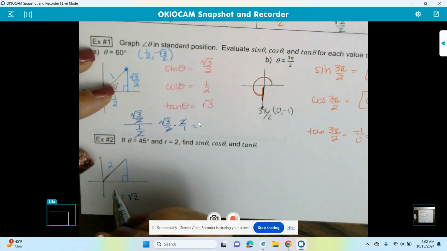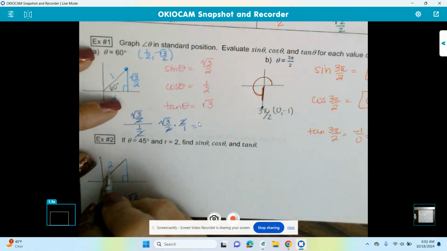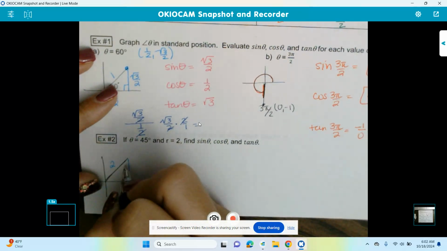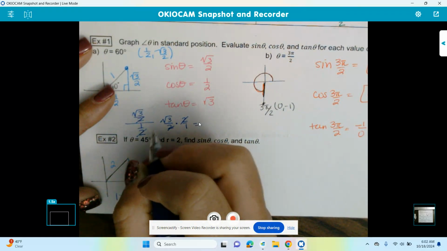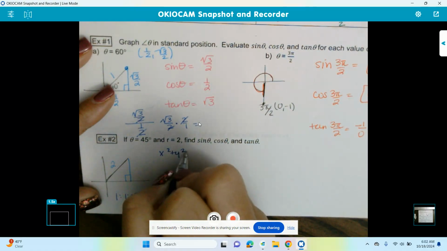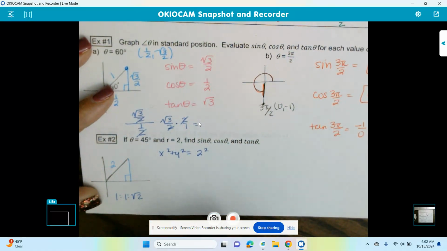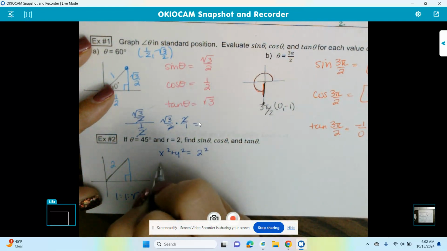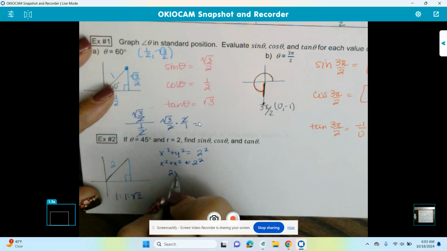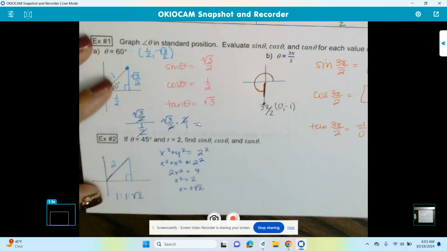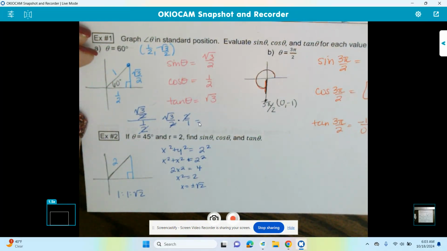I'll do it both ways just to show you. If you did the Pythagorean theorem, you have the hypotenuse, and both angles are the same. So basically, both sides are going to be the same. So I could say x squared plus y squared equals 2 squared. Well, x and y are the same, so I'm going to replace that. So that's 2x squared equals 4. If I divide by 2, x squared equals 2, so x equals plus or minus the square root of 2. And we know it's in quadrant 1, so everything's positive, so x will be the square root of 2.